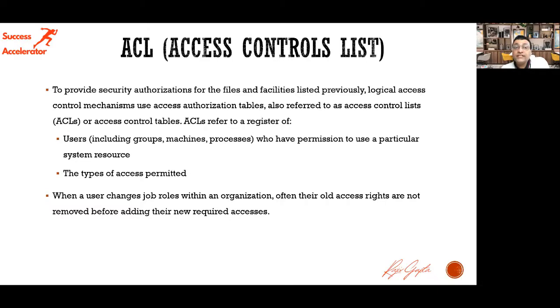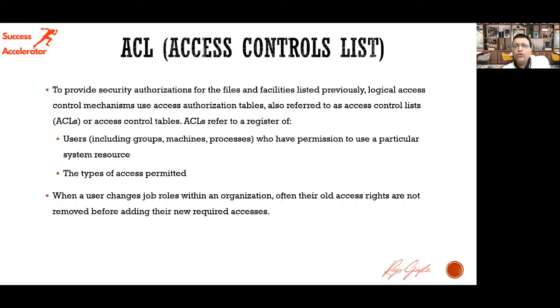And this next point, which you see on your screen, is very, very important from your real life perspective. It says, when a user changes job roles within an organization, very often their old access rights are not removed before adding the new ones. So suppose I was in the procurement department earlier, and after a few years, I took a role, say, in controllership. To perform my new role, I will place a request that I need these transaction accesses. And as we studied in the previous videos, once my manager approves and the role owner approves, those additional roles will be assigned to me.